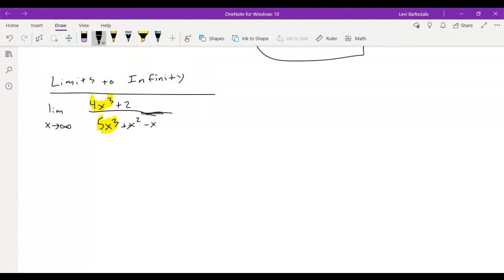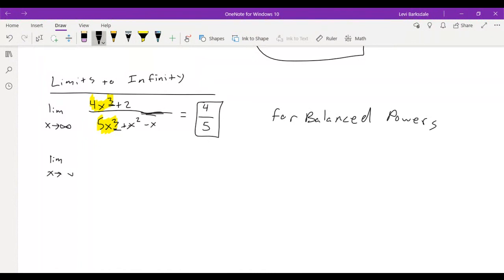And then we just look at the powers. On top, we've got a 3. On bottom, we've got a 3. Since 3 is equal to 3, we just compare the coefficients. That's what we do for balanced powers on top and bottom.